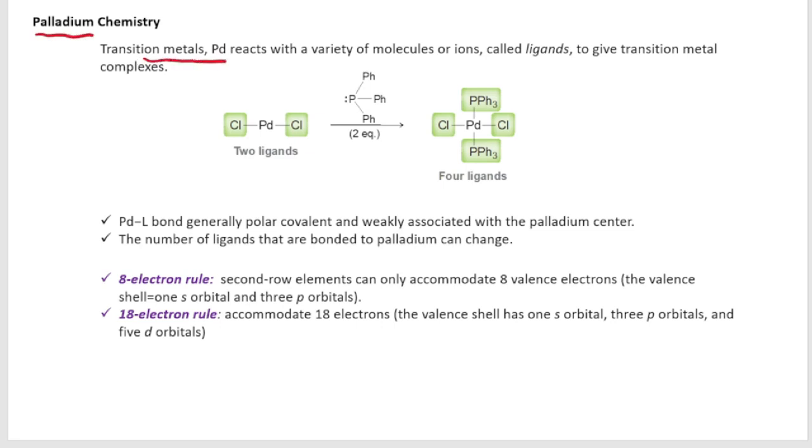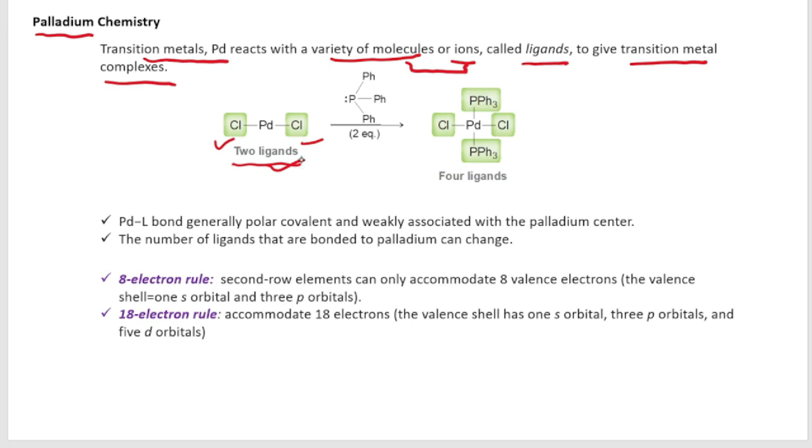Palladium is a transition metal. It reacts with a variety of molecules or ions. This variety of molecules or ions is also called ligands. So when they bind with this palladium, it will give you a transition metal complex. In this case, palladium is bound with 2 chlorine. So you can say palladium is bound with 2 ligands.